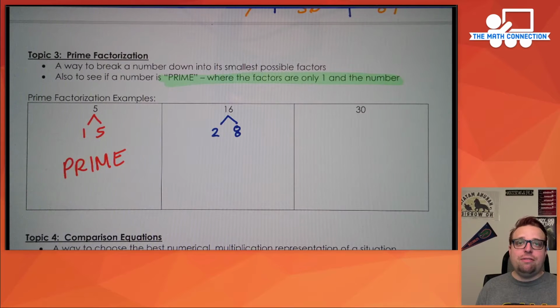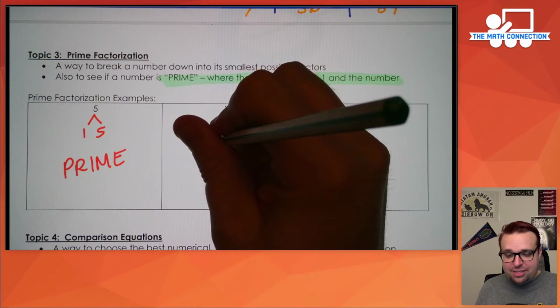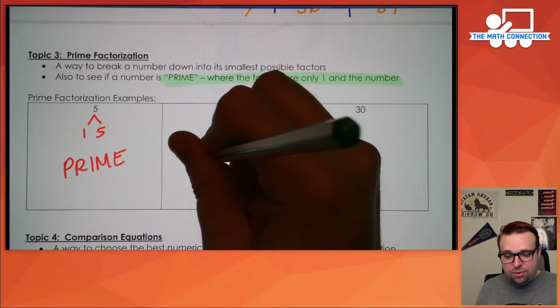Does 2 divide by anything else? Well, 2 divided by the only number smaller than 2 is 1. 2 is prime. So it's really just 2 and 1. So we can break this down as 2 and 1.